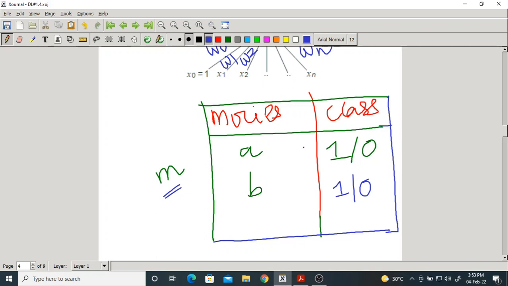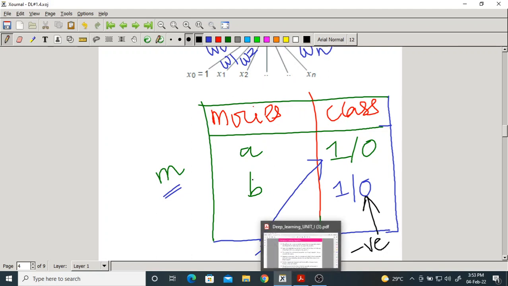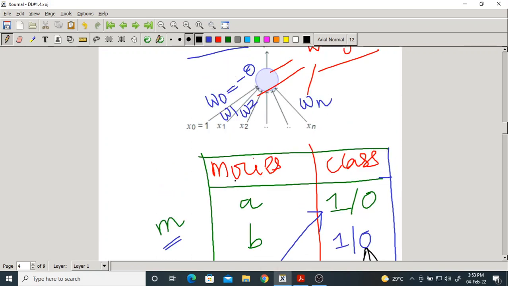So here we have two classifications when it comes to movies. What are they? 1 or 0. If it is 1, we say positive. Movies which I like are said to be the positive class. 0 means negative class. I have two classes of movies, positive and negative. Positive means movies which I like. 0 means movies which I don't like or which I dislike. So like this we have data. Now from this data we have to learn the weights.